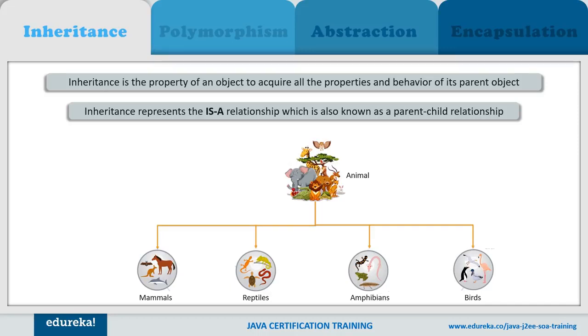We also call this concept generalization, because here we are generalizing so many different types as one single type, right? So we call animal the super or the parent class, whereas mammals, reptiles, amphibians, birds are known as sub or the child classes.